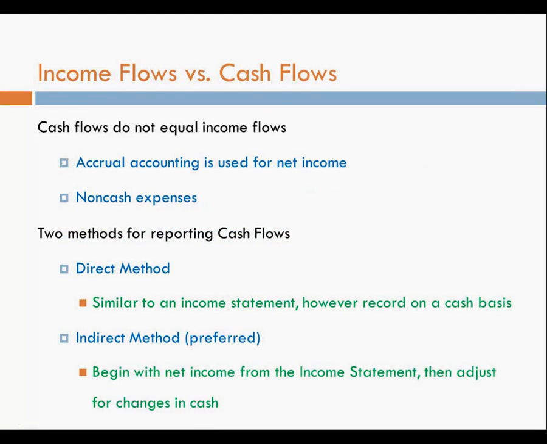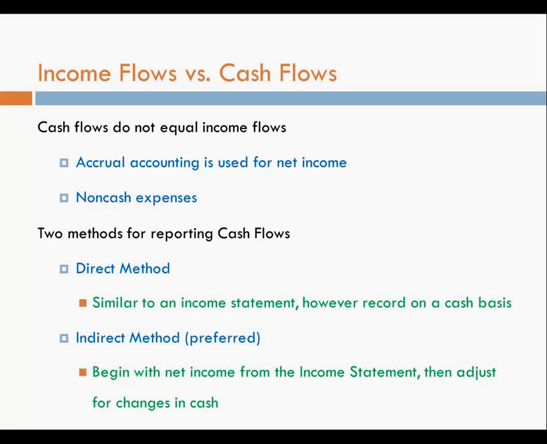As you can imagine, cash flows don't equal income flows. So if you look at your income statement, it will not be identical to your statement of cash flows, because of accrual accounting. Because there's a timing difference because of that. And also there are some non-cash expenses, right? What's an example of a non-cash expense? An easy one. Depreciation, the most obvious.